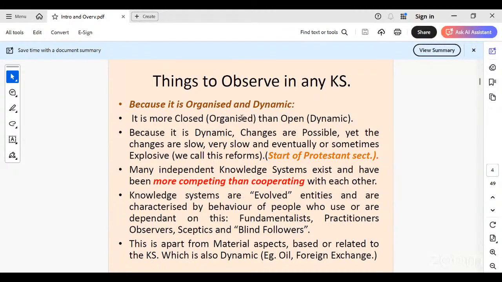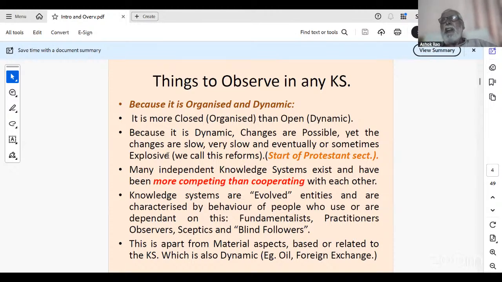But contradictorily, it's not only organized, it's also dynamic, which means it is open. As strong and closed as it is, it is also dynamic. Because it's dynamic, changes are possible, it's not that changes are not possible. Yet the changes are slow, sometimes very slow, and sometimes it becomes explosive. When the changes are delayed for long, everybody gets frustrated and it explodes. When that happens, we call it reforms.